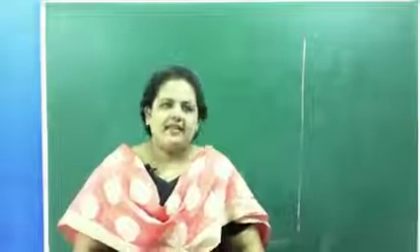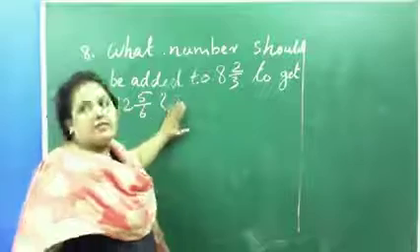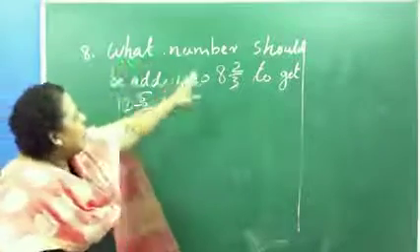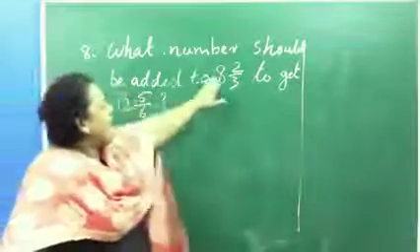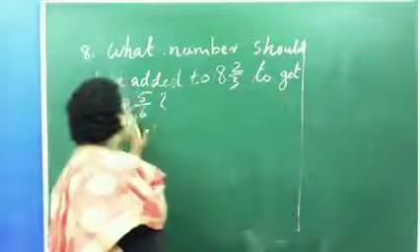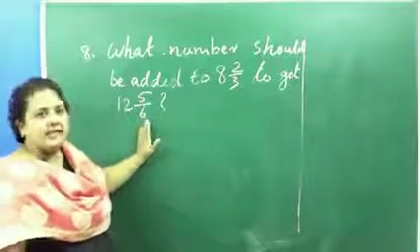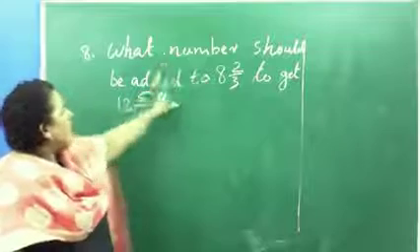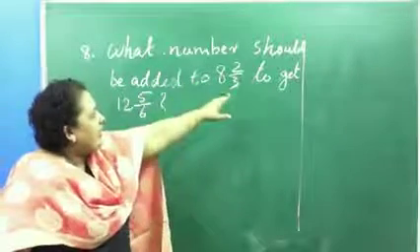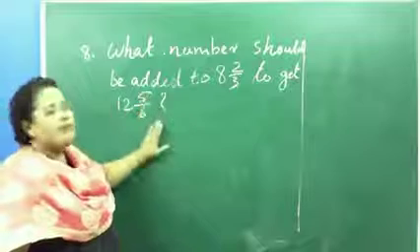Okay, so shall we start? With this question we will start. What number should be added to 8 2 by 3 to get 12 5 by 6? What number should be added to 8 2 by 3 to get 12 5 by 6?